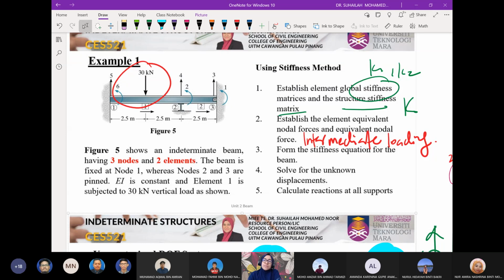Okay, number 3, kita form the stiffness equation. Stiffness equation is also called as force displacement equation. And dah ada force displacement equation ni, baru boleh solve for the unknown displacement and unknown reaction. So step 1, 2, 3 ni memang you tak boleh skip. Sebab kalau you skip, you tak akan dapat objektif tu. Memang kena go one by one.